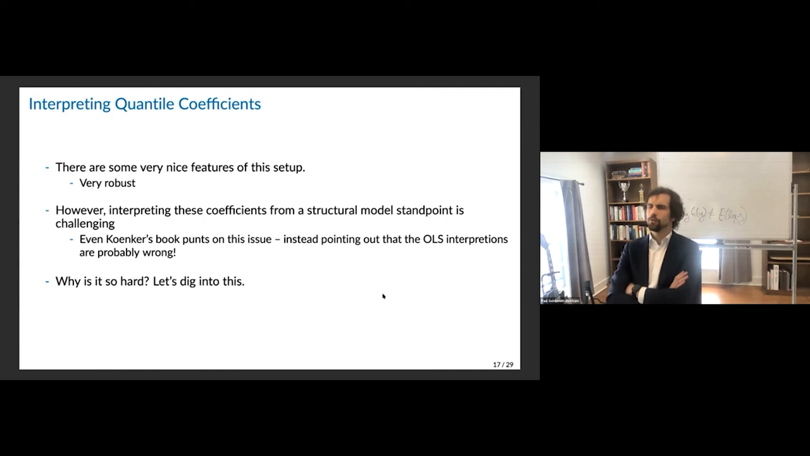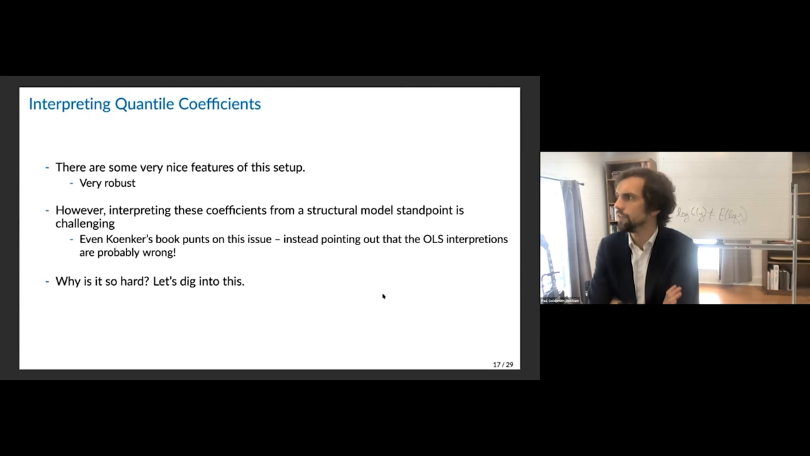So when you learn OLS, you learn that these are basically derivatives of the conditional expectation function. And we can think about, if I change the values for one person, here's where they'll move to in terms of their expectation. The expected value for somebody moving from this to this is blah. The problem is that quantile regression doesn't have this interpretation.